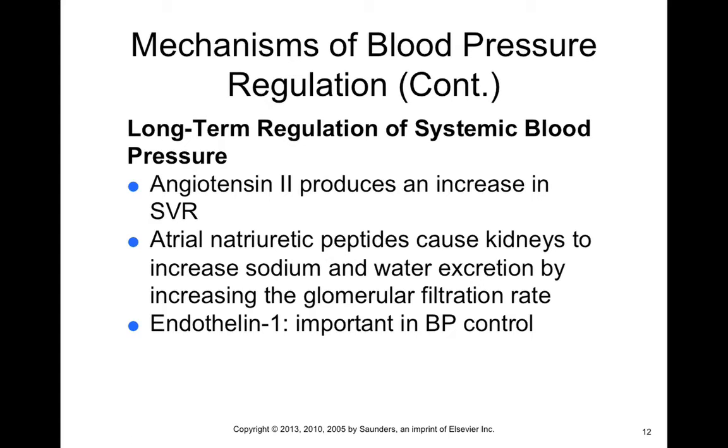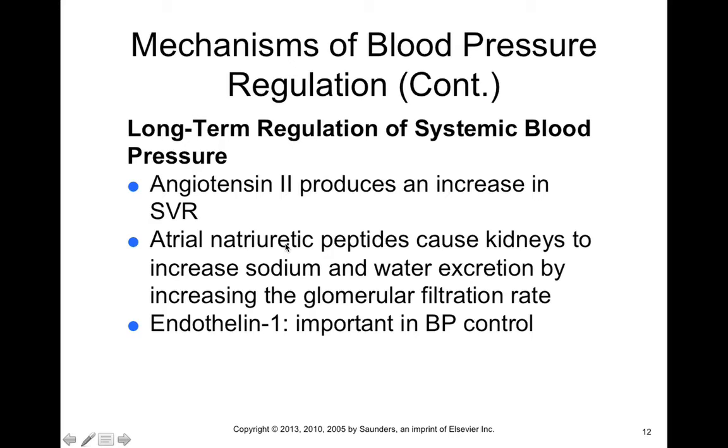Now, there are other hormones that can help regulate blood pressure as well, like atrial natriuretic peptide. However, the atrial natriuretic peptides, or atriopeptins, act to decrease blood pressure. Hence the name, these are actually released by the atria of your heart when there's too much stretch within your heart.